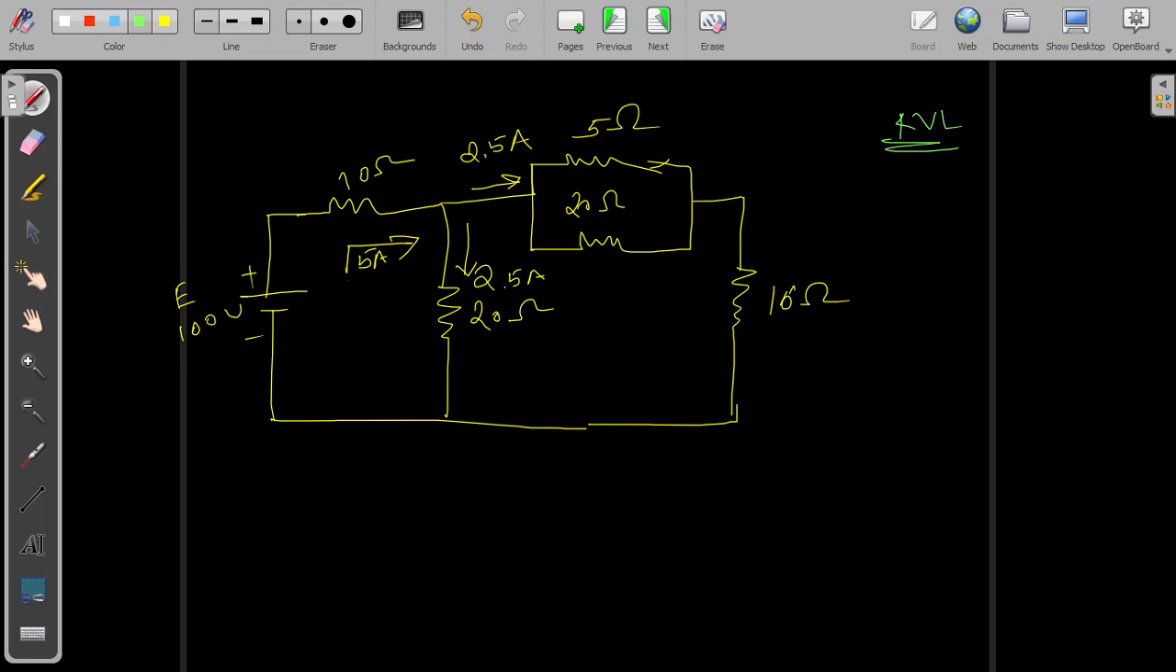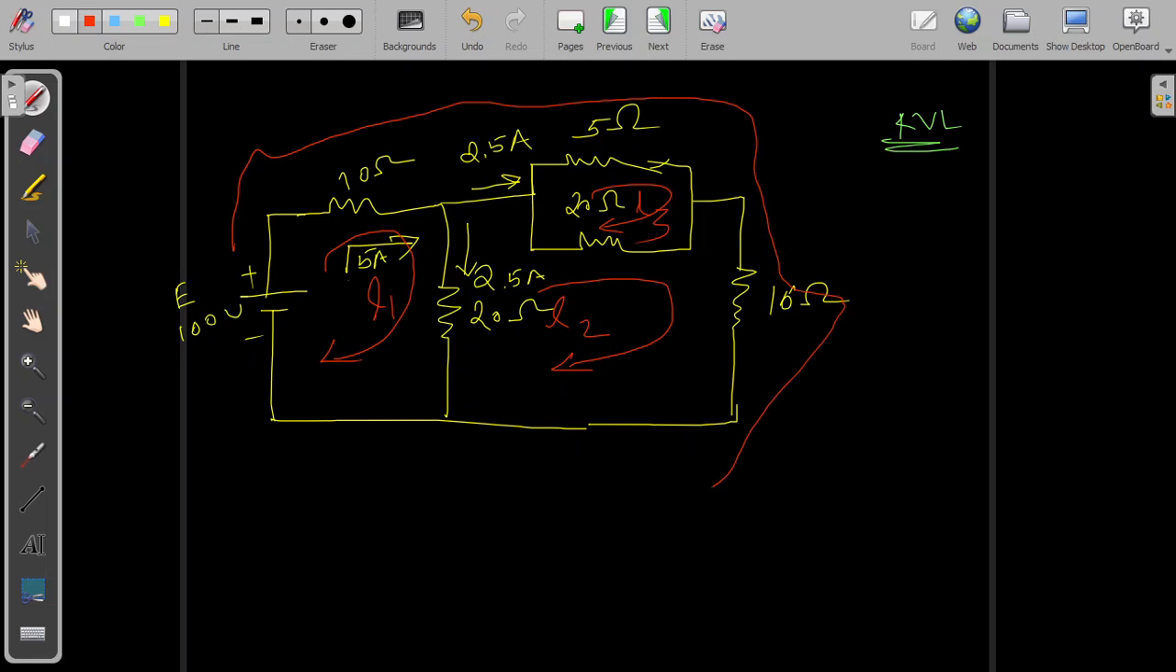In order to apply Kirchhoff's voltage law, I have to find out the loops. Here there is a first loop like this and another loop like this. This is L1, this is L2, and this is L3, and this is the outer loop, the bigger loop. Yes, this is another loop, and remember that is L4.